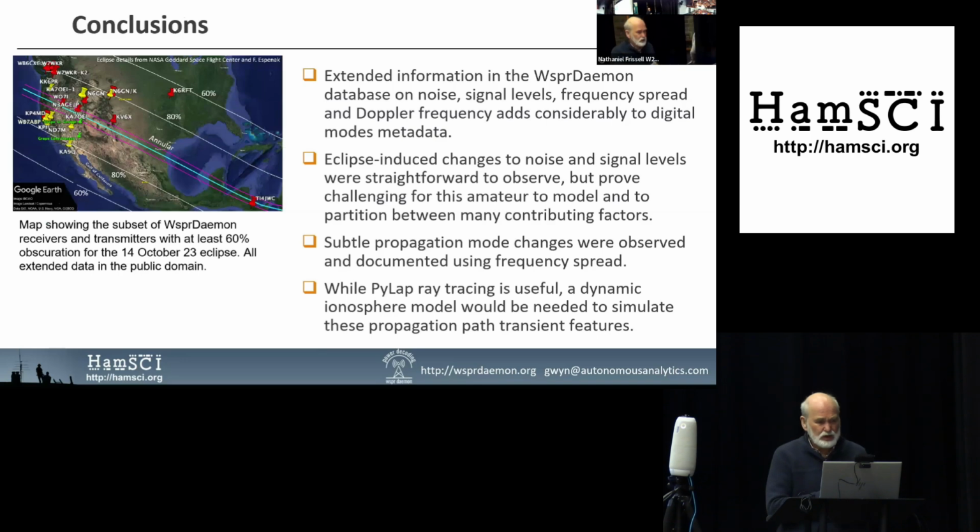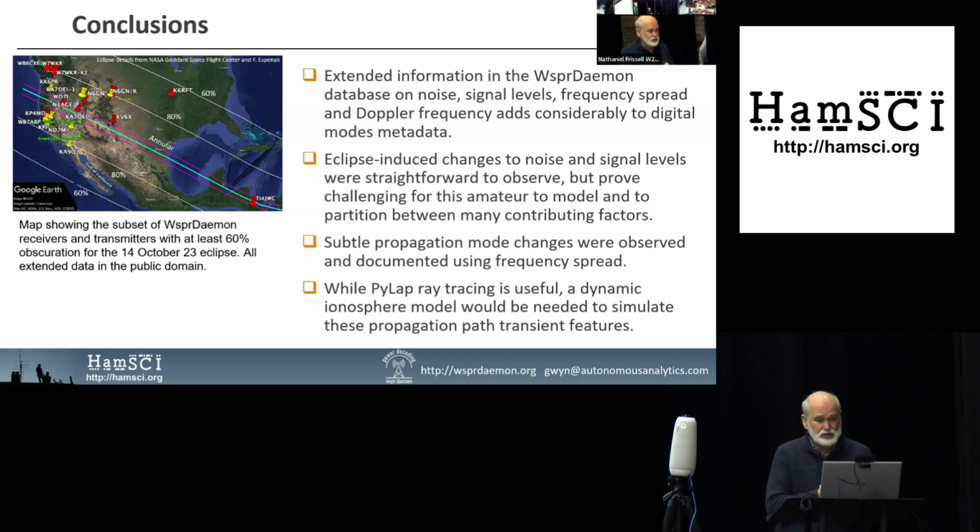And so to conclude, that's a map of the WSPRDaemon receivers and transmitters that were within at least the 60% obscuration for the eclipse. All of the extended data, of which I've only shown you a tiny fraction today, it's all in the public domain. The extended information from Rob Robinett's WSPRDaemon database on noise, signal levels, frequency spread, and Doppler, it's a rich data set. It's a high-quality data set, and it adds considerably to the metadata from these digital modes.